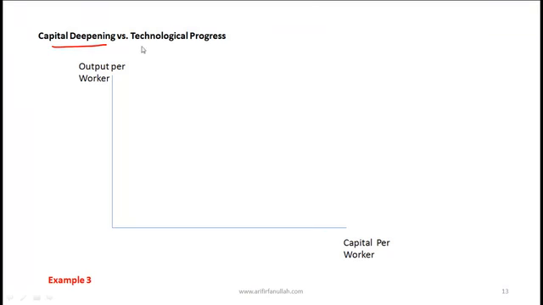Capital deepening versus technological progress. Here the concept is quite straightforward. We as analysts need to figure out the impact on productivity, which is output per unit of labor. We need to figure out the impact of adding more capital to labor productivity versus the impact of more technology on labor productivity. To understand this, let's look at a very simple production function.